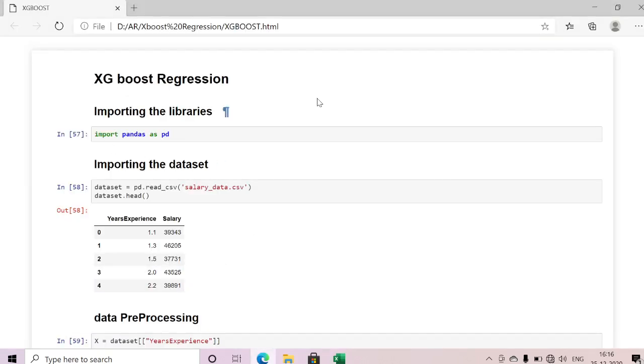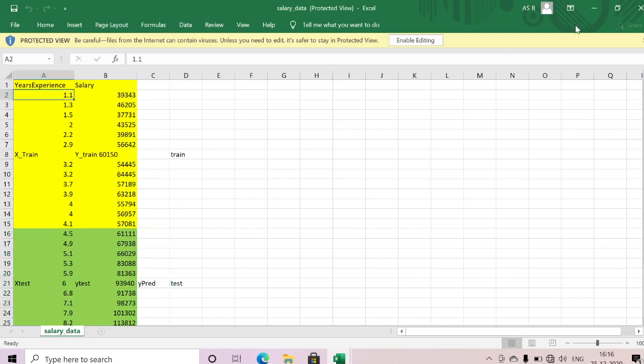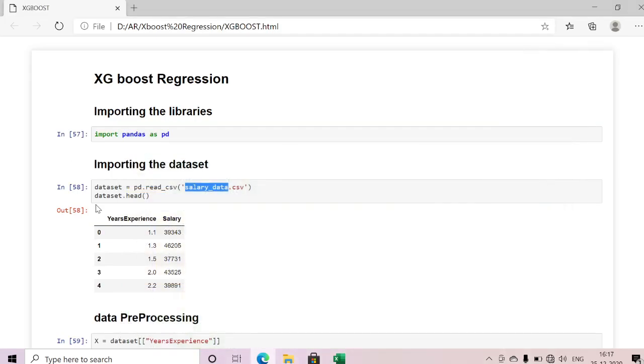Similarly, we'll go to the Jupyter Lab. Here, XGBoost regression. Here I am importing the libraries. Import pandas as pd, this is my alias name for pandas. If I want to access any data set, then we need to use pandas. Dataset equal to pd, my alias name of pandas, read_csv is a method to access our CSV. Here salary.csv. Here I am accessing the same data set.